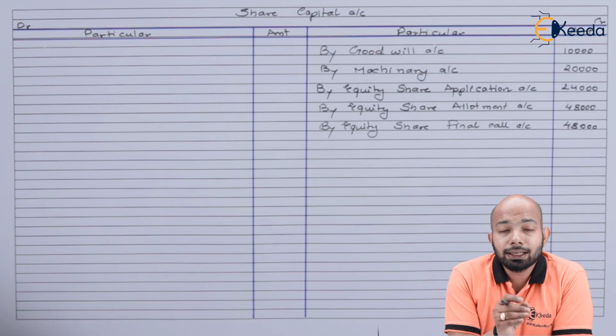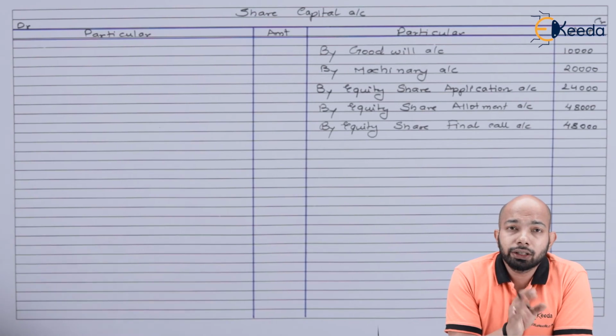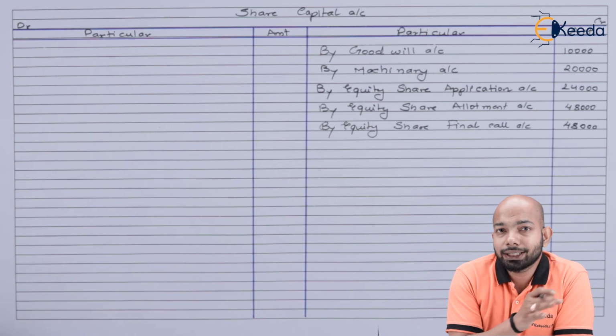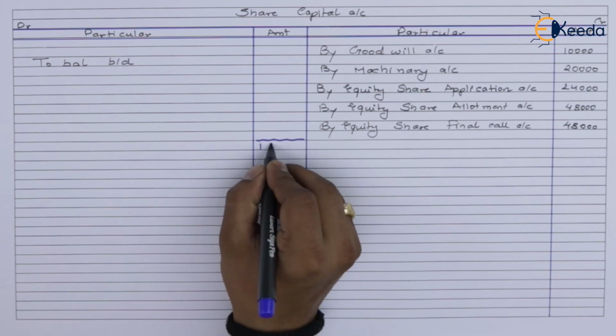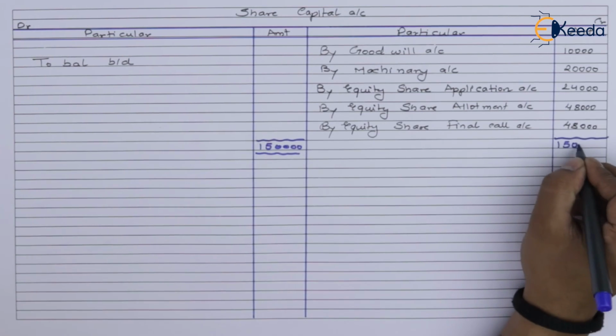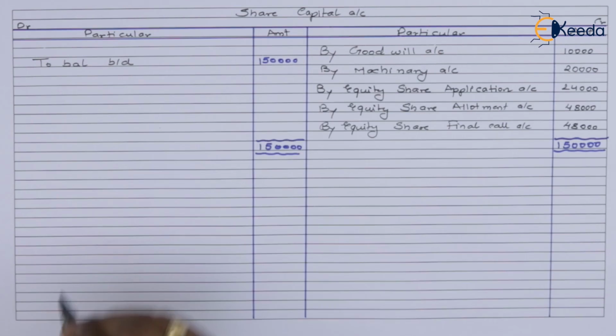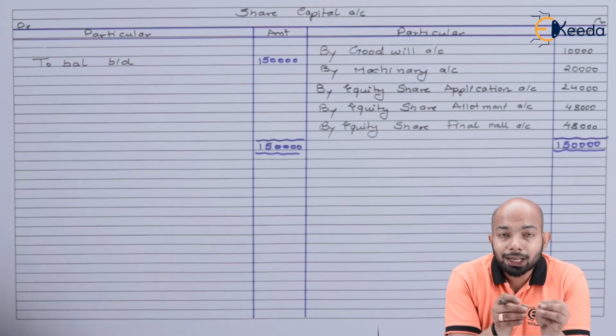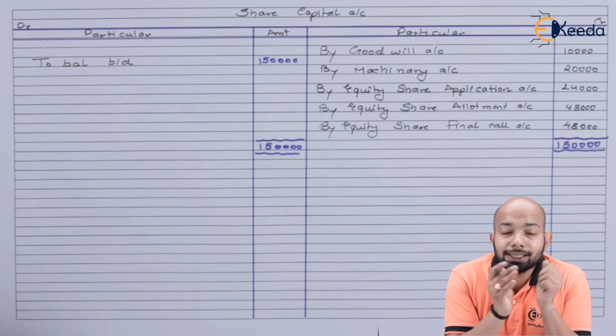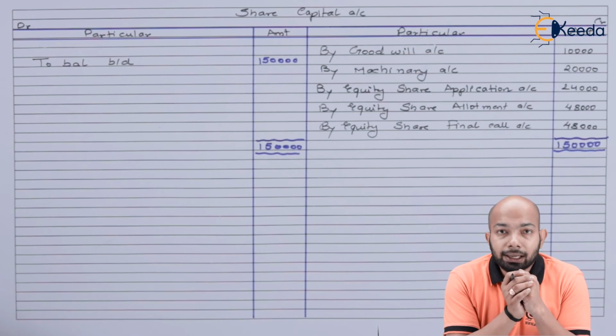Let's tally the balance and figure out how much is the balance on the debit side here, because clearly on the debit side there is no entry, hence the balance is supposed to be mentioned on the debit side. So the total of share capital balance is 1,50,000. Now this balance will be moved to the balance sheet. Next account that we are preparing here is the bank account.